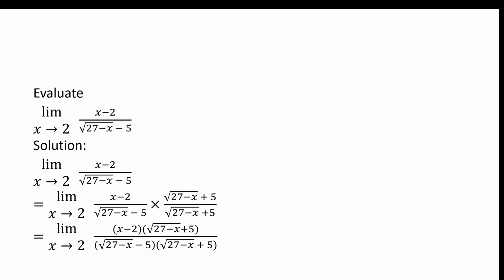Now, we can put them together as you see. The square root of 27 minus x times the square root of 27 minus x is 27 minus x. We then have positive 5 root 27 minus x, negative 5 root 27 minus x. They cancel out. Negative 5 times positive 5 is negative 25. And so what we end up with is negative x plus 2 underneath. Okay?